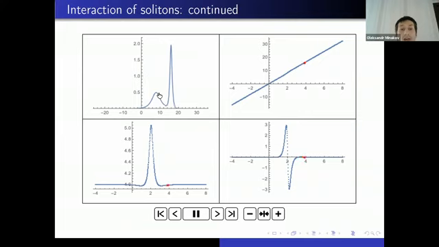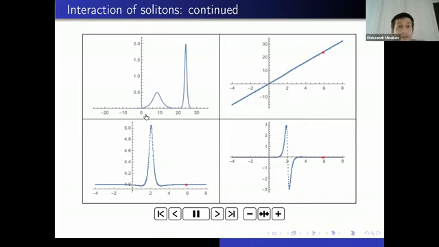Okay, so we see that after the interaction, the small soliton was shifted to the left a bit. In this picture, we just have two solitons. Here we see the speed of the biggest soliton peak. The horizontal axis is time, and the vertical axis is x.